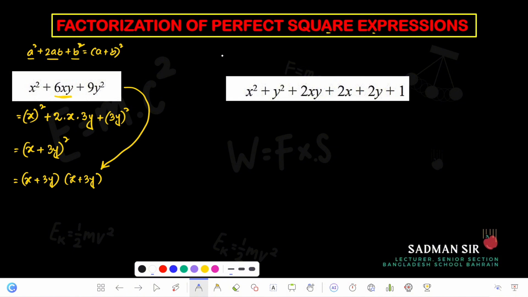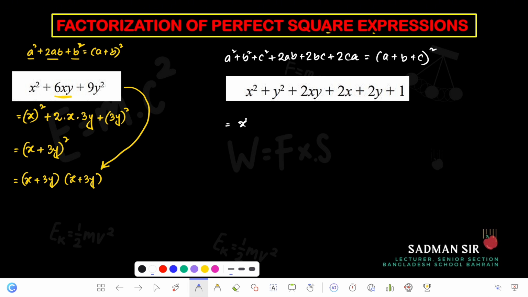For this there is actually another formula that I don't think you have learned before. It is a square plus b square plus c square plus 2ab plus 2bc plus 2ca, and this is equal to a plus b plus c whole square. Now we need to give this expression the shape of this formula. How can we do that?